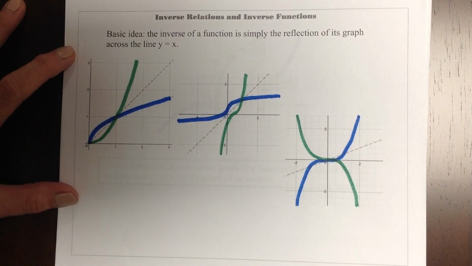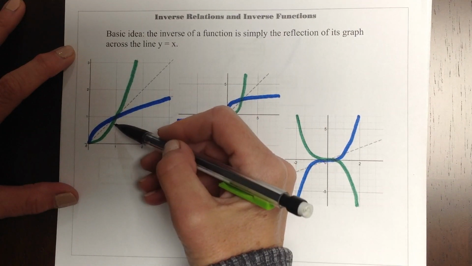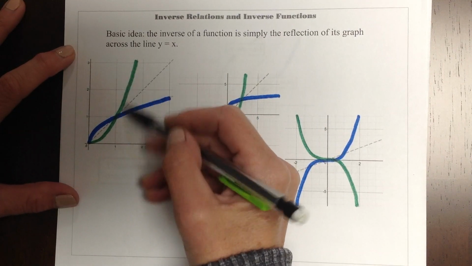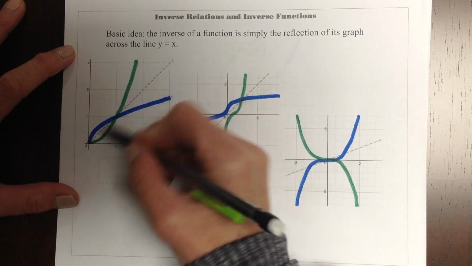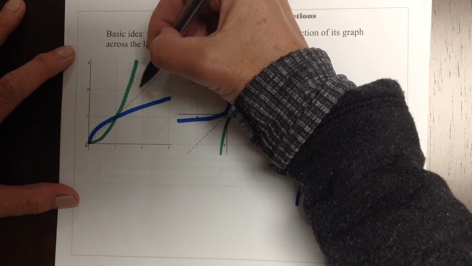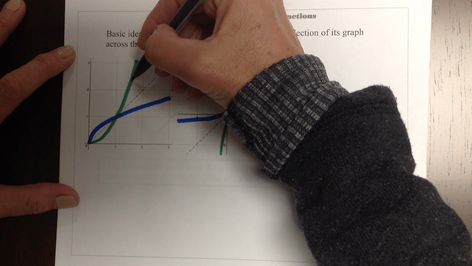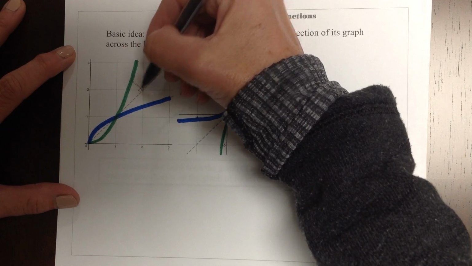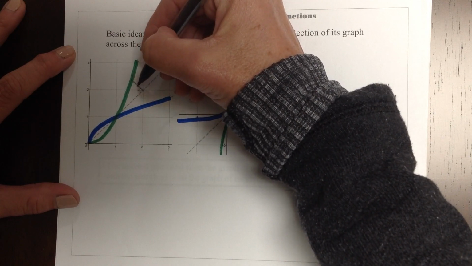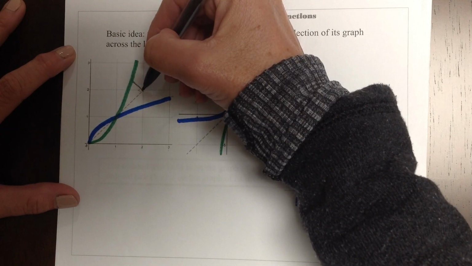All right, in this video I'm going to talk about inverse relations and inverse functions. So the basic idea is that if you have a function, like this green one right here, then the inverse of the function is simply the reflection of its graph across the line y equals x. Okay, so to get the reflection, we would basically go perpendicular to the line y equals x, and then the distance that we go along this perpendicular is equal to the distance between the graph and the line y equals x. Okay, so this is the distance.